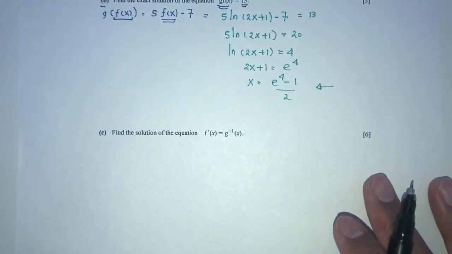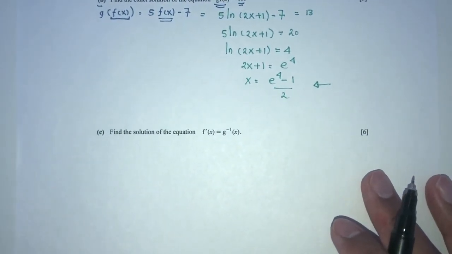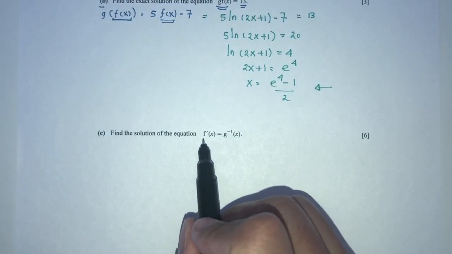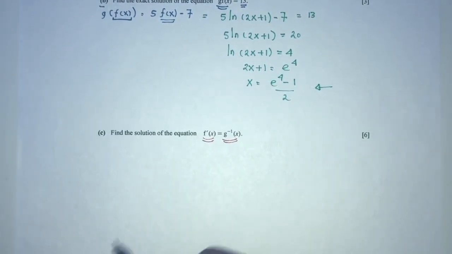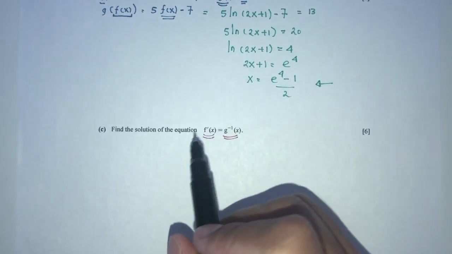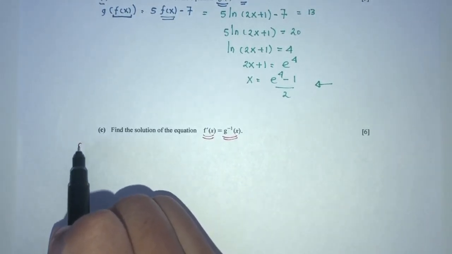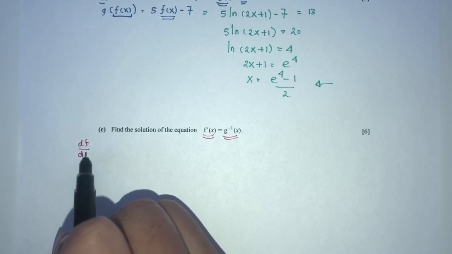Now let's move on to part C of your question. So we have to find this solution. Again, we have to find this, and then equate them to each other. So what is f prime of x? It is simply differentiating f of x. So df by dx is what?